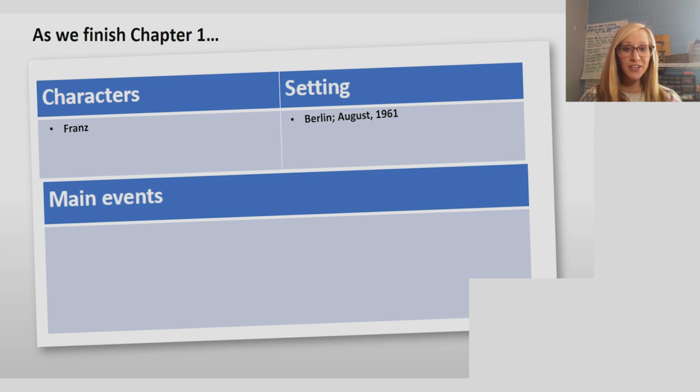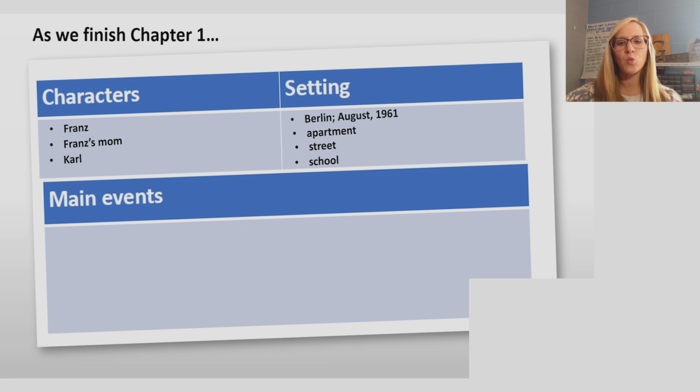All right, so we are going to come back to this chart. You have already listed Franz as a character. Are there other characters to add? We can add Franz's mom, and we can add Carl. We also already recorded that the setting was in East Berlin. Make sure you have that. But we could also add the apartment, the street, and the school.